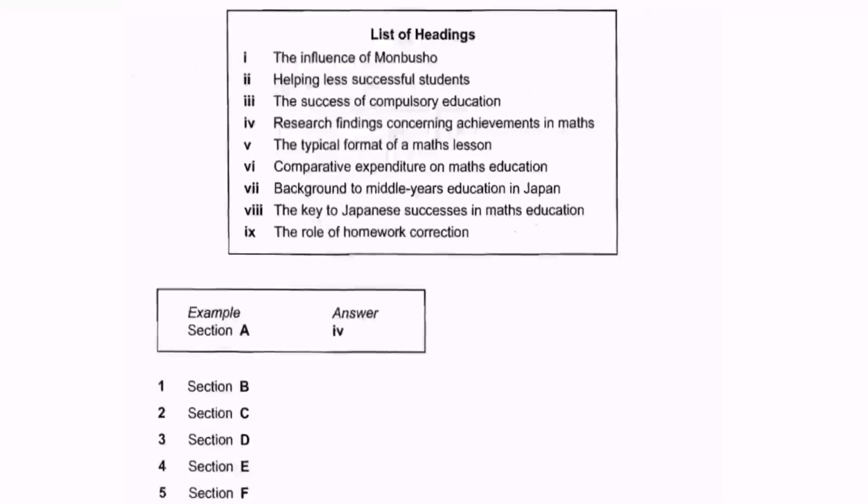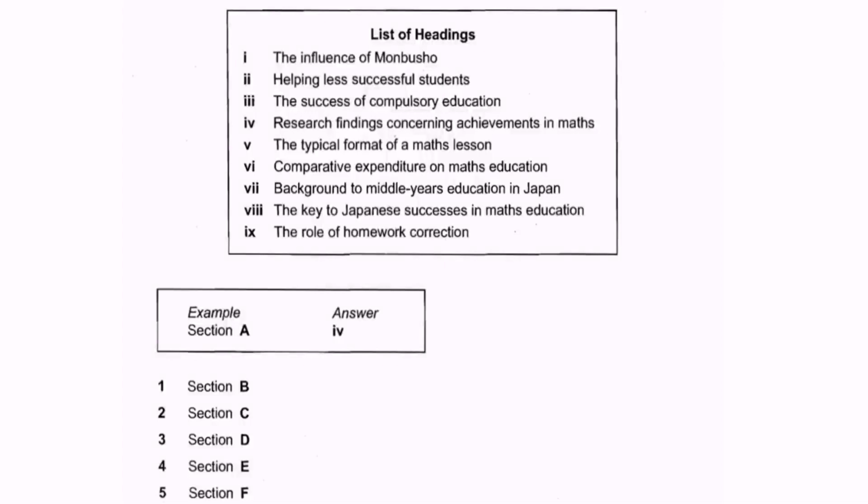Heading number 3, the success of compulsory education. Heading number 4, research findings concerning achievements in maths. Heading number 5, the typical format of a maths lesson. Heading number 6, comparative expenditure on maths education. Heading number 7, background to middle years education in Japan. Background to middle years and Japan are the keywords. So heading number 7 is about how middle years education is given in Japan. Heading number 8, the key to Japanese success in maths education.